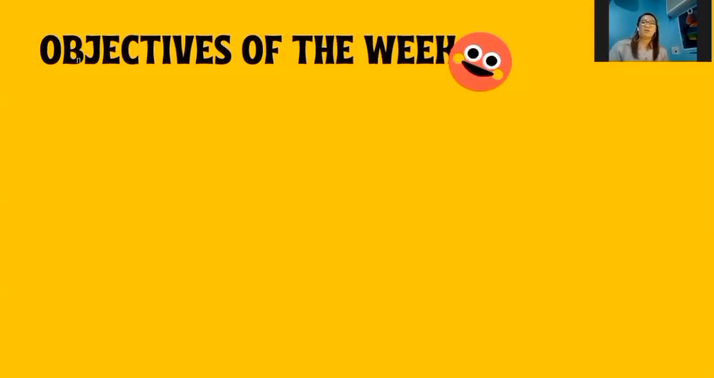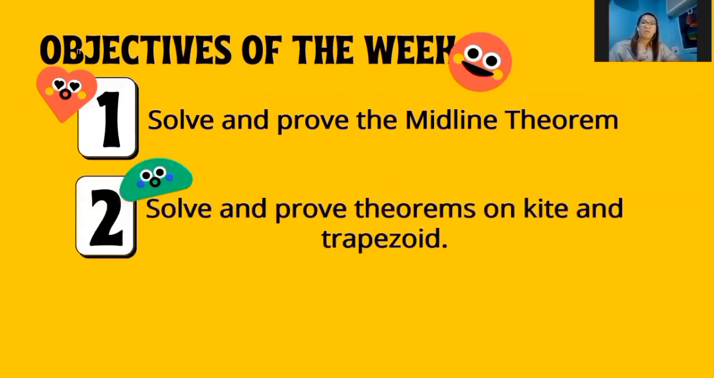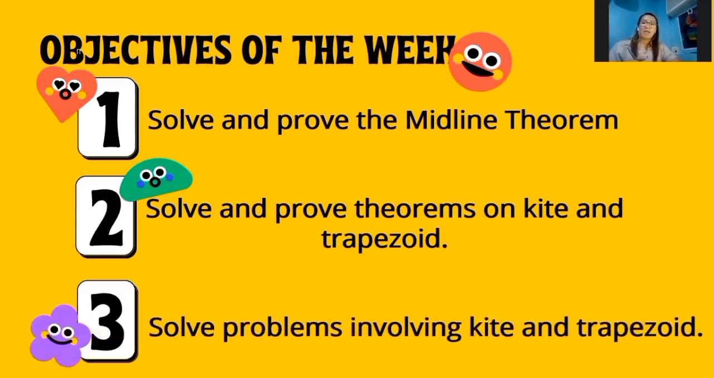And as you all know, before we begin our class, we always start with the objectives for the week. Our first objective would be to solve and prove the midline theorem. Number 2, solve and prove theorems on kite and trapezoid. And lastly, solve problems involving kite and trapezoid.